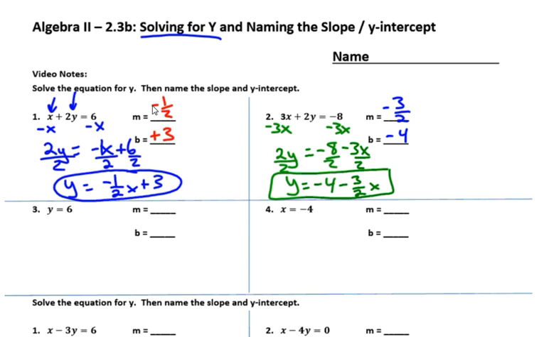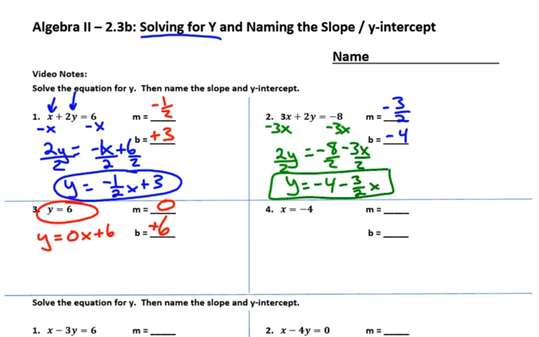Number 3. I've got y equals 6. Oh my goodness, there's no x, but y is solved by itself, so that's good. I'm already done with the solve for y part. But I need to name the slope and the y-intercept. There's no number with the x, so my slope is going to be 0. Another way to think of that is I've got 0x plus the 6 that's there. So my slope is 0, and I've got a 6 for the y-intercept. The b is equal to 6. Again, it might behoove you to put a plus in front, but you do not have to. It can just be 6 and that would be fine.